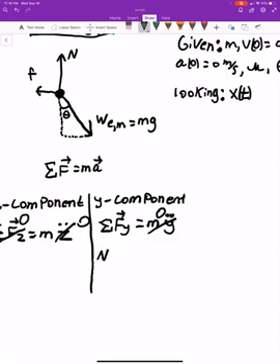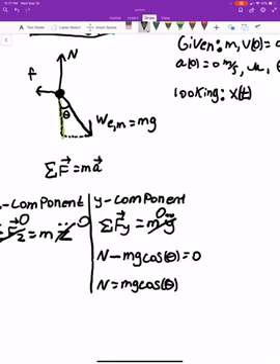We have a positive normal force minus this component of gravity, which, doing some right triangle trig, is just the hypotenuse, mass times gravity, times adjacent, cosine theta, equals 0. We don't know normal, but we know everything else, so just adding mg cosine theta to both sides, and now we know our normal force.